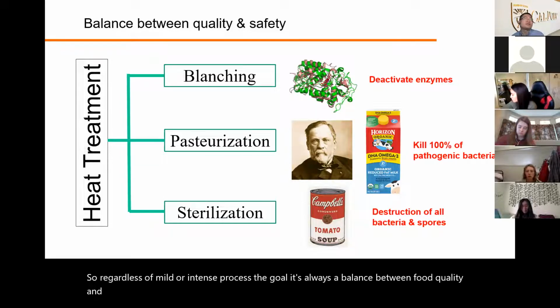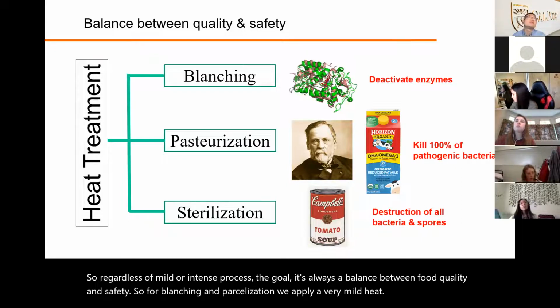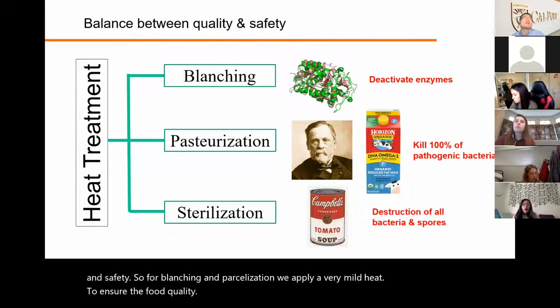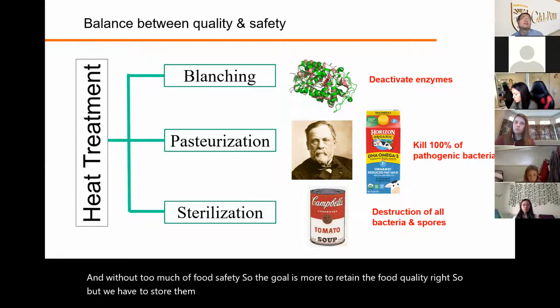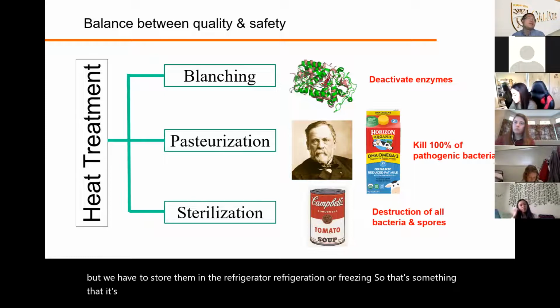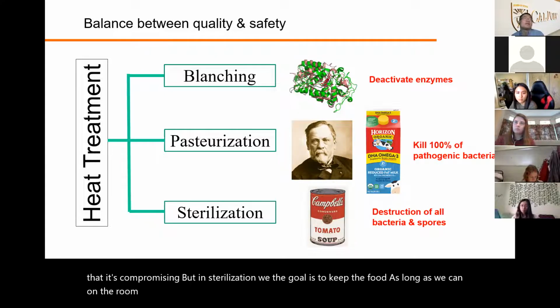So for blanching and pasteurization, we apply very mild heat to ensure the food quality without too much food safety. So the goal is more to retain the food quality, right? But we have to store them in refrigeration or freezing, so that's something that is compromising. But in sterilization, the goal is to keep the food as long as we can at room temperature, right? But in that case, we are sacrificing the quality.